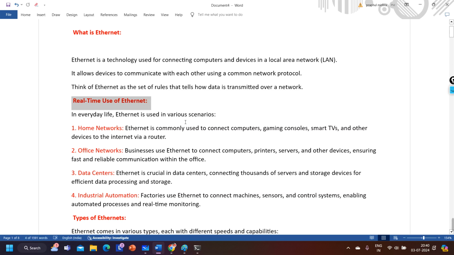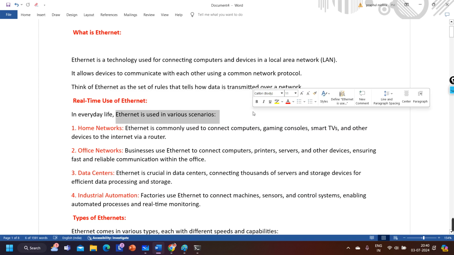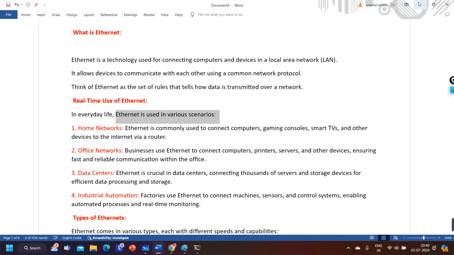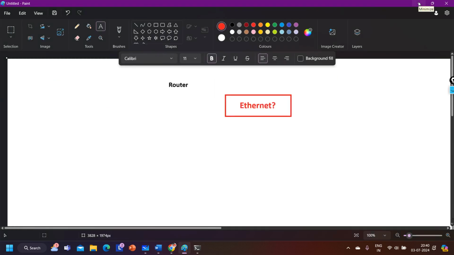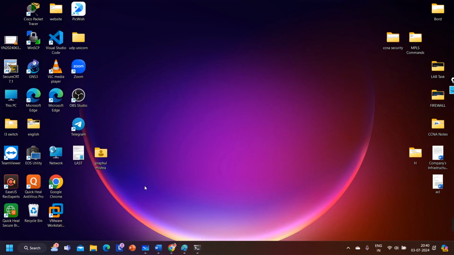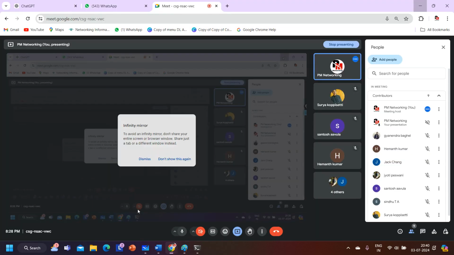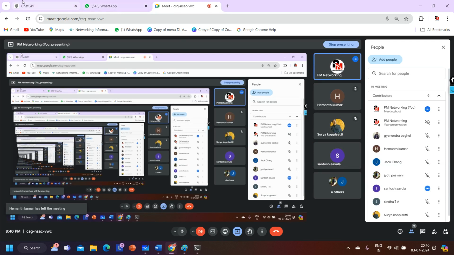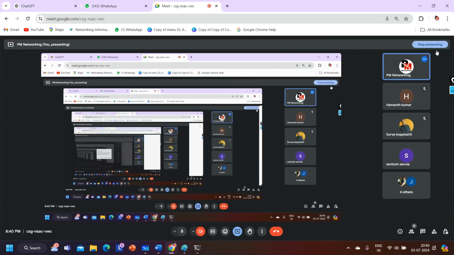Real time use. In everyday life, we all are using Ethernet. Ethernet is used in various scenarios. Tell me, guys, where you are using Ethernet right now in your home. Yeah, in the smart TV connectivity as well.